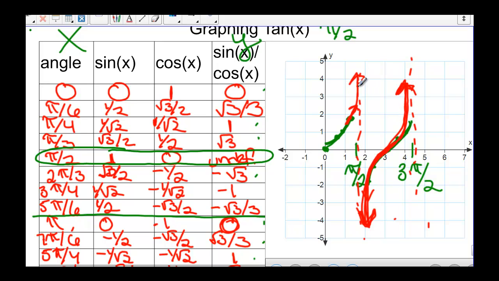So the most common period, or section of tangent that we see, is the section that goes from negative pi over 2 to pi over 2.